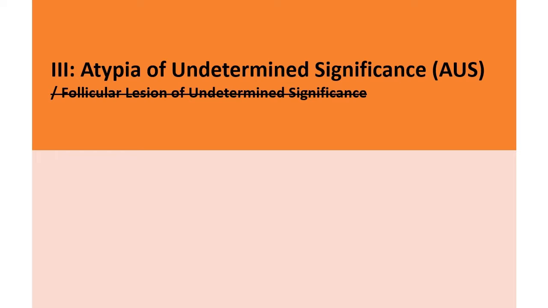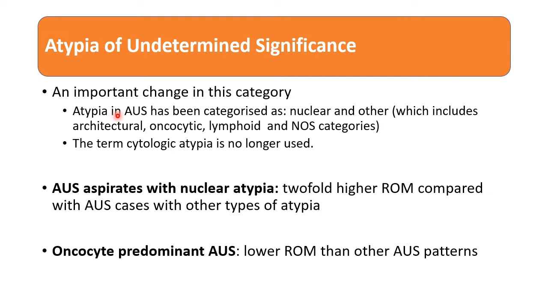So now we are coming to Bethesda category 3 or AUS, atypia of undetermined significance. Previously another alternative term, FLUS or follicular lesion of undetermined significance, was also there, but now the new Bethesda gives a single term to category 3, that is AUS, atypia of undetermined significance. There is an important change in this category, that is that the atypia in AUS is now categorized into two categories: nuclear atypia, and atypia other than nuclear features, which comes in the others.